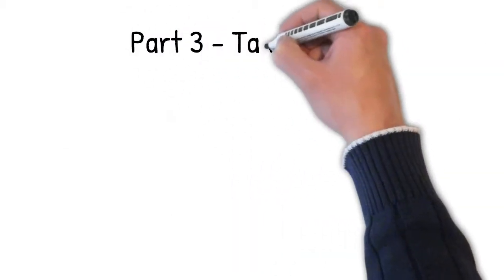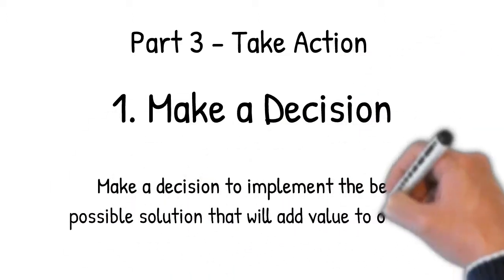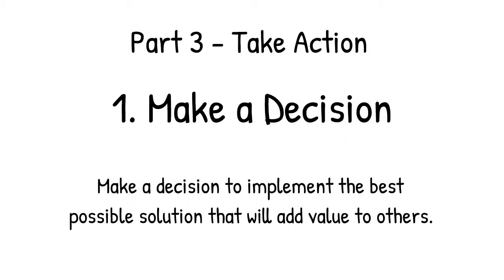Now, moving on to the last part, which is the most important part, and the last part is taking action. In this part, what you'll have to do is this. First of all, make a decision to implement the best possible solution that will add value to others. So you've spent time over a few days trying to generate ideas, and now you have a few ideas listed on your paper. Make a decision which one of your ideas that you have come up with gives the most amount of value and solves the problem, the root cause of the problem that you've identified.